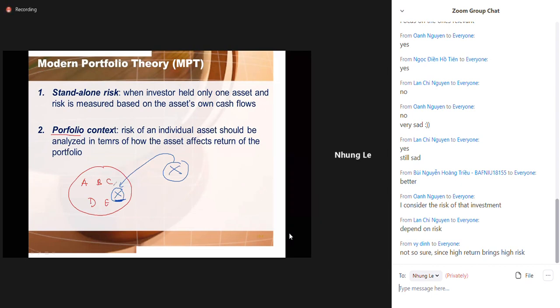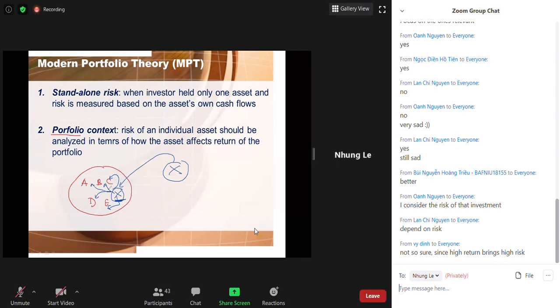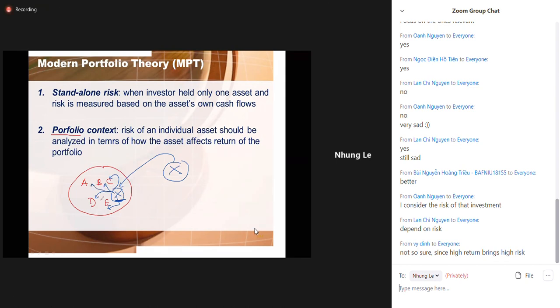And it depends on what? It depends on the relationship, the relationship between this one and asset E, asset D, and so on. It means how this asset is linked to other assets in the portfolio. For example, here, the gold. Gold is a very, very risky investment.